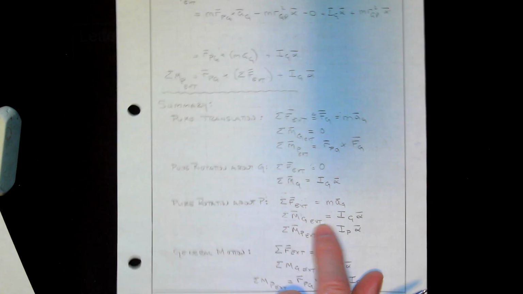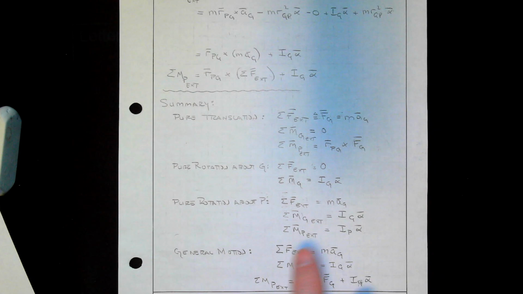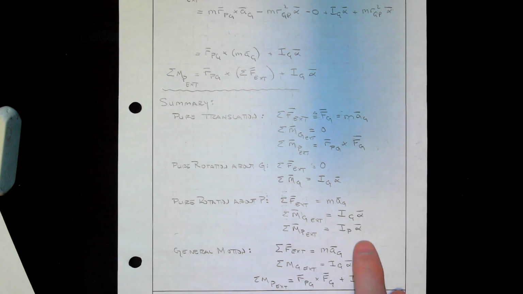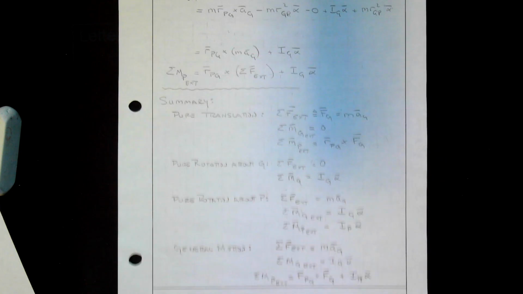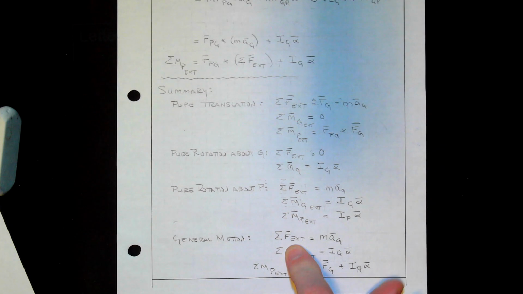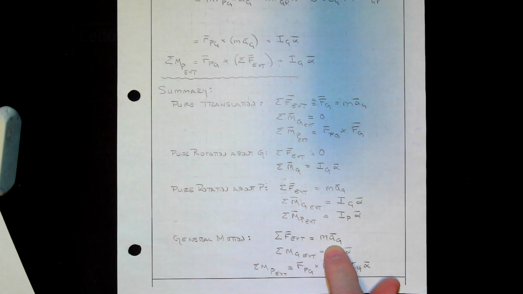If you have pure rotation about P, Newton's law always applies. The sum of moments about G is IG alpha. That's always true. And we had the special case, the sum of the moments about P is IP alpha. In general, here are your equations of motion relative to Newton. So this is what we want you to use. The sum of the external forces is mass times the acceleration of the center of mass.